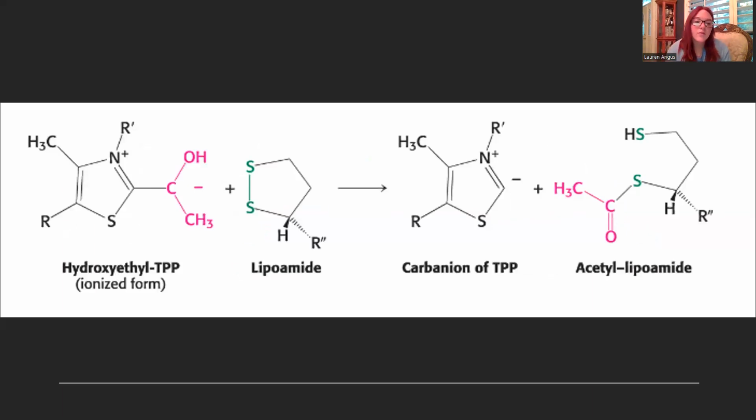Next step, the hydroxyethyl TPP, the ionized form, will interact with the lipoamide, and together that will yield the carbon ion of TPP again, plus the acetyl lipoamide. This is also done with the enzyme pyruvate dehydrogenase. Pyruvate dehydrogenase tends to use TPP as a coenzyme.